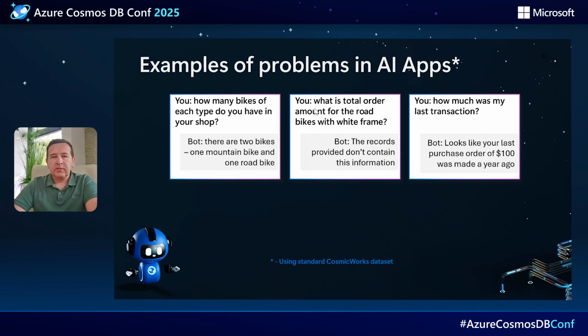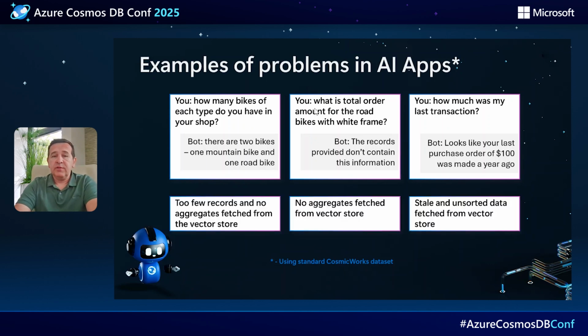So the bot could respond something like this. There are two bikes, one mountain bike and one road bike. Obviously, that's wrong because there's way more equipment there than just two products. And the reason this is happening is because there's just too few records provided by the vector store in the results, and therefore this is all that AI gets. And of course, there are no aggregates provided. It doesn't even know the total number of bikes of each category.